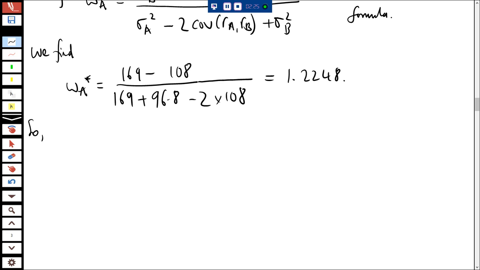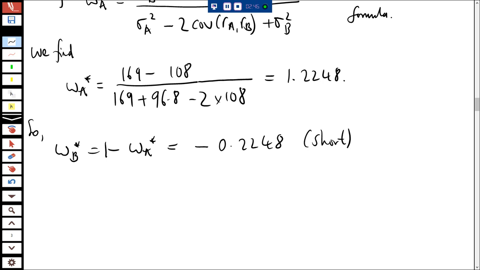So the amount invested in stock B is a negative number, 0.2248. Okay, and the negative here just means we should short stock B.